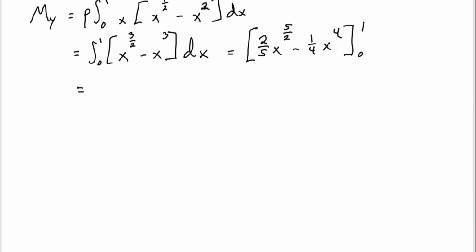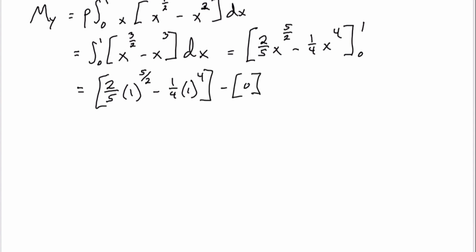If we plug in that upper limit, 2/5 times 1 to the 5/2 minus 1/4 times 1 to the 4th. And if we plug in the lower limit, we'll just get 0. Simplifying this, 2/5 minus 1/4 is 3/20. This is, again, the moment about the y-axis.